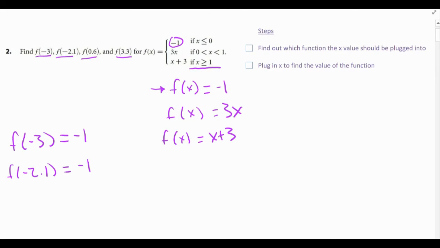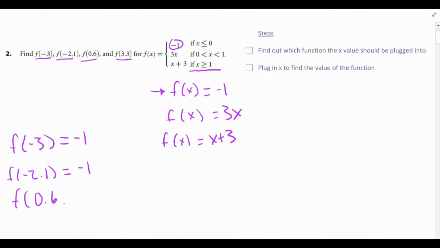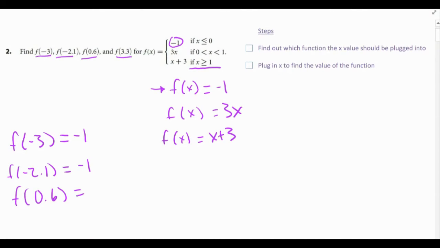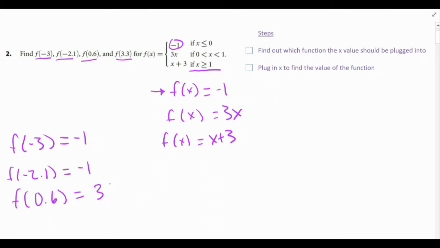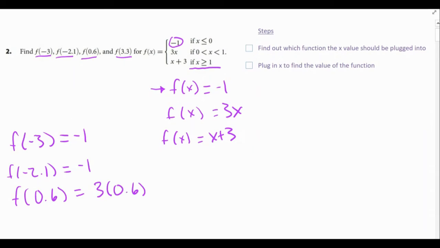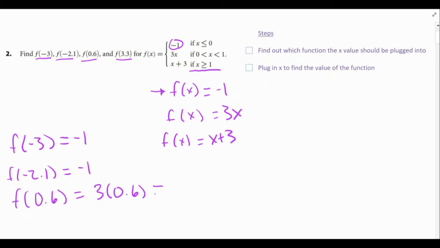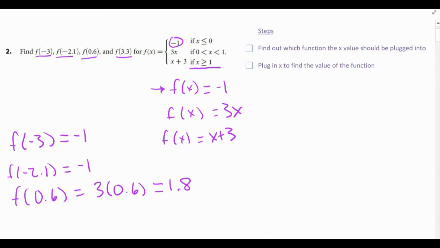The third one here, we have f of 0.6. So in this one, 0.6 looks like it is between 0 and 1 because 0 is less than x, which is less than 1. So any number between 0 and 1, which is 0.6, then it's going to be 3x. So it's going to be 3 times 0.6, which ends up being 1.8.